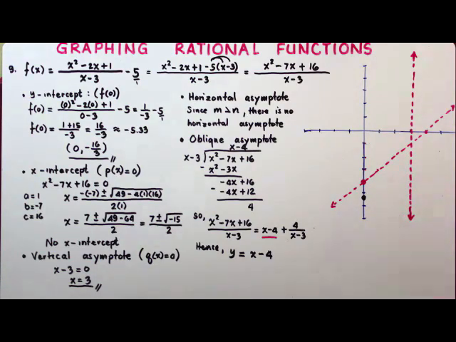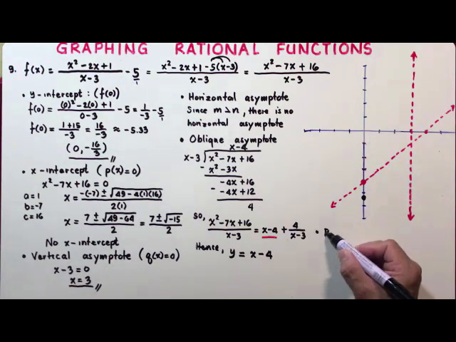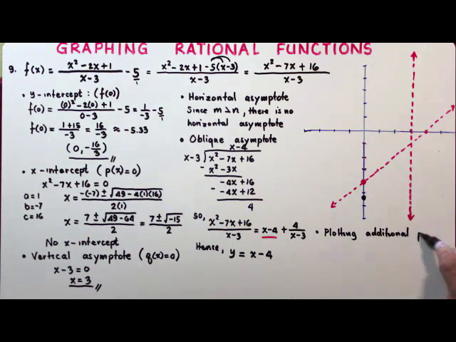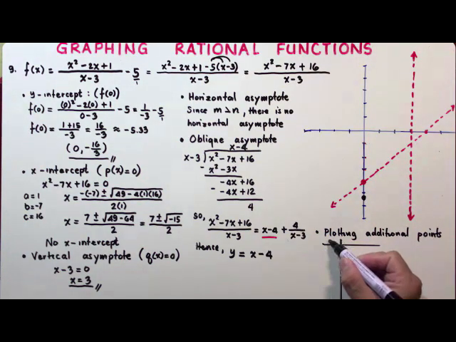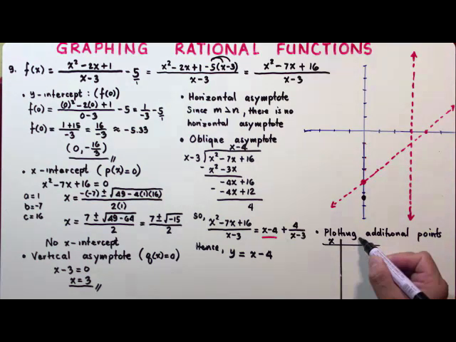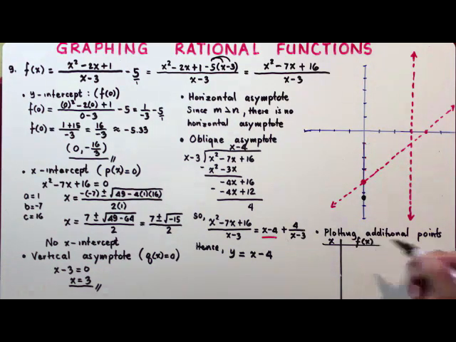So with this information, it's very difficult to plot the function having only one point and the two asymptotes, the vertical asymptote and the oblique asymptote. So what you will do is plot additional points so that you can determine the behavior of the function within these two asymptotes. So plotting additional points. If your x is here, your f of x is also here.